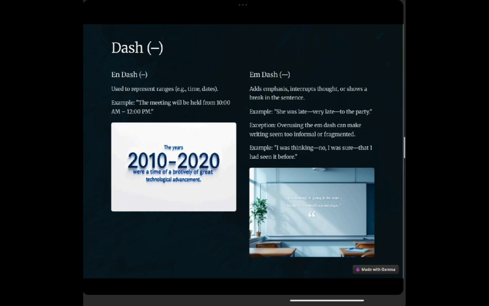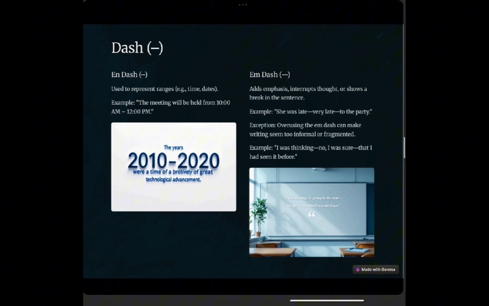Then for adding emphasis, such as "She was late—very late—to the party." And another example is "I was thinking—no, I was sure that I had seen it before." Overusing the emphasis dash can make writing seem too informal or fragmented.